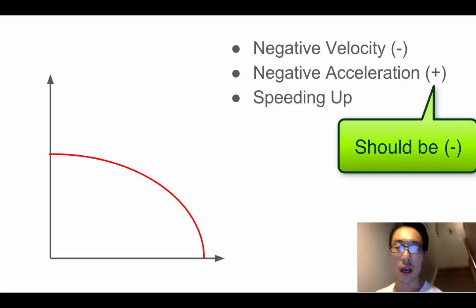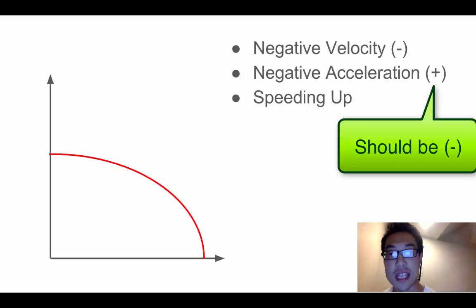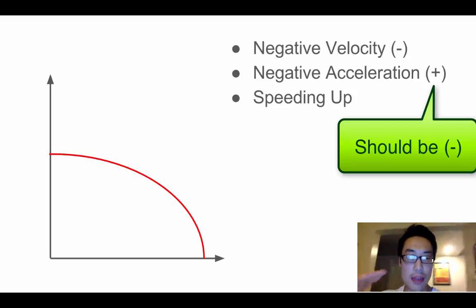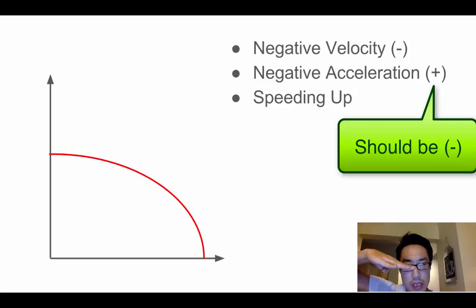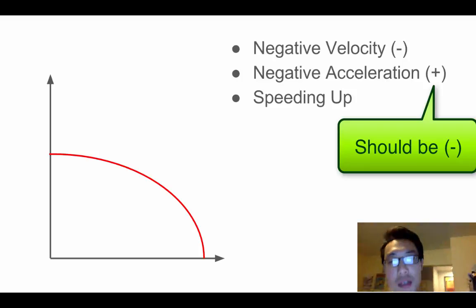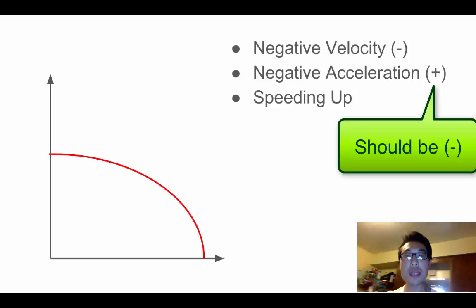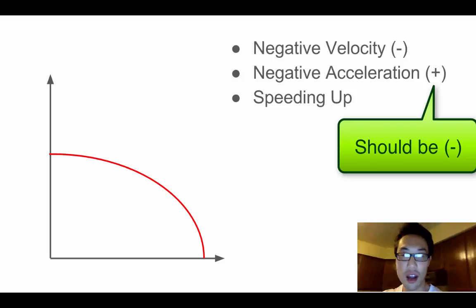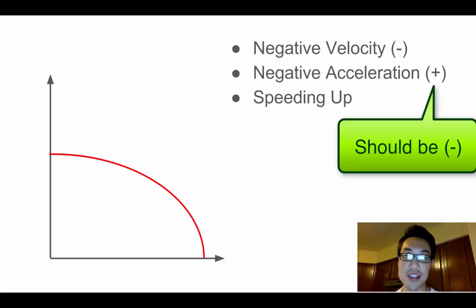All right, here's another one. Here we have an object with a negative velocity, but then that negative velocity, that slope, is getting steeper. Now, because it's getting steeper, that must mean that it's speeding up. The speed is increasing. Uh-oh, I made a mistake there. That should be a minus sign.